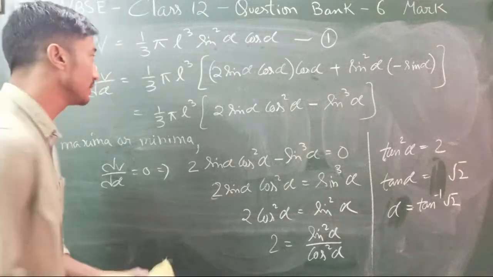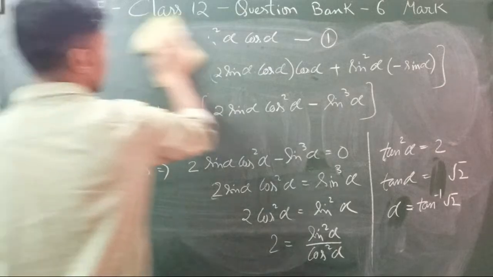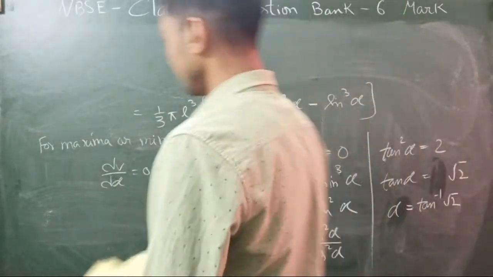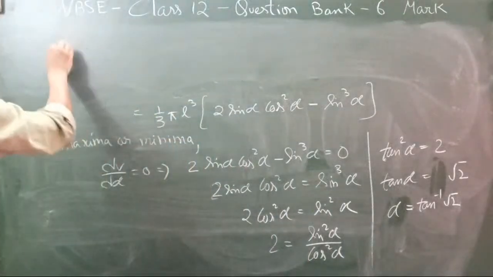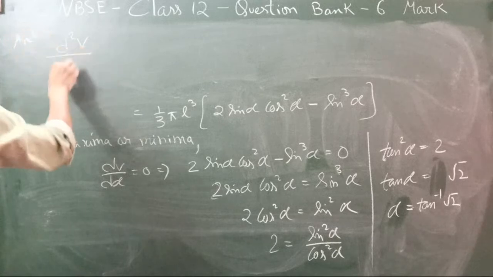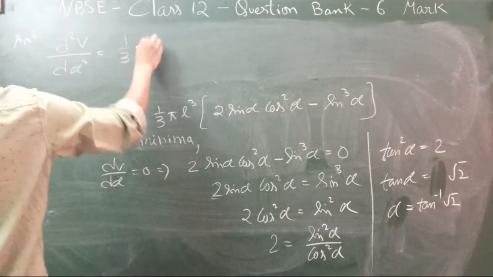So we have a point of maxima or minima. We do not know. We will have to check. Now for that, we'll have to go for the second order derivative, that is d square V by d alpha square, so 1 by 3 pi L cube.